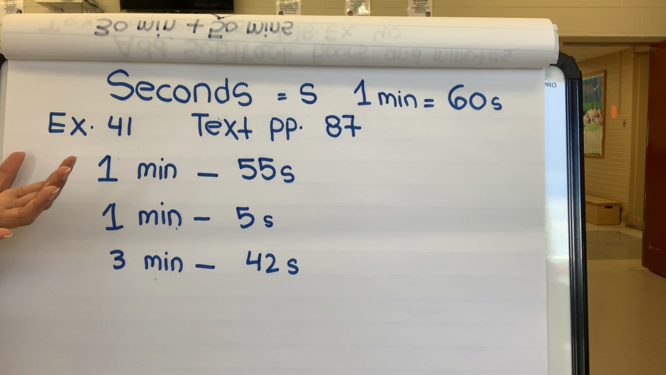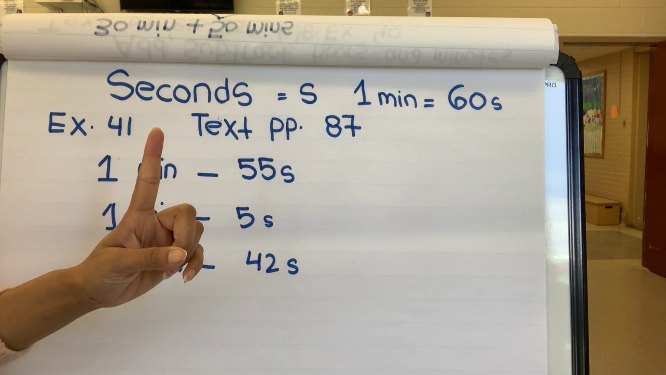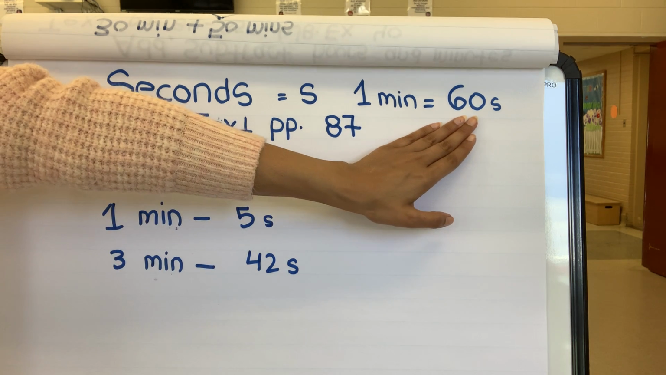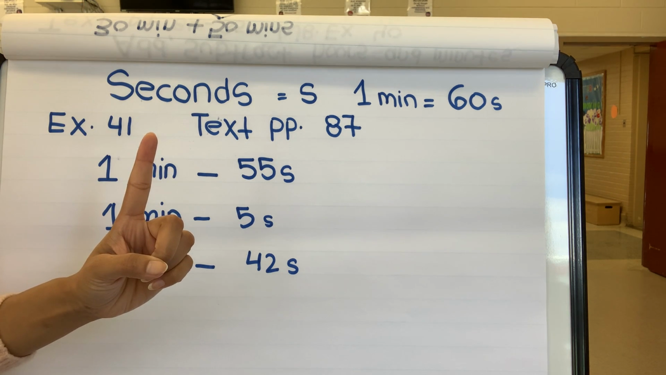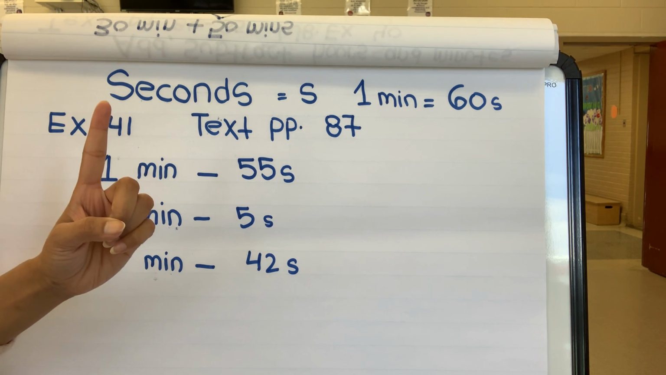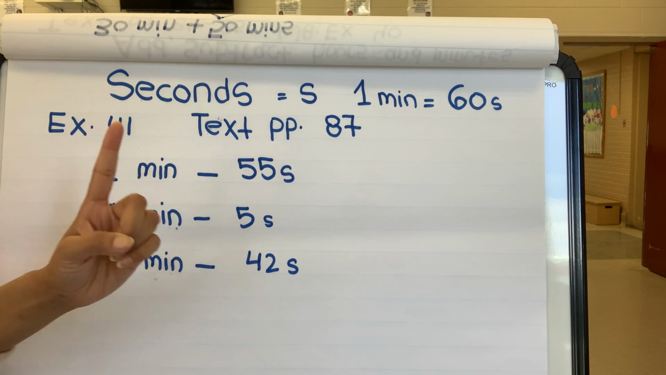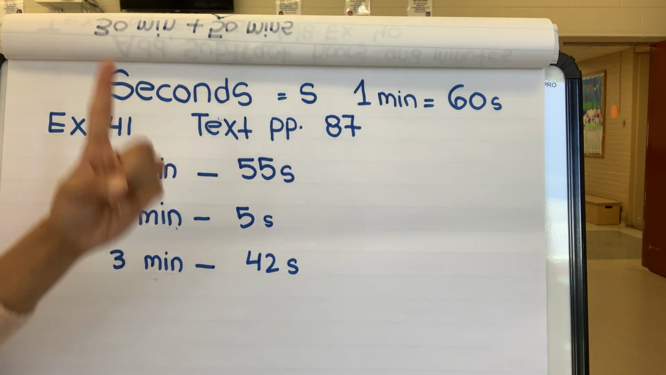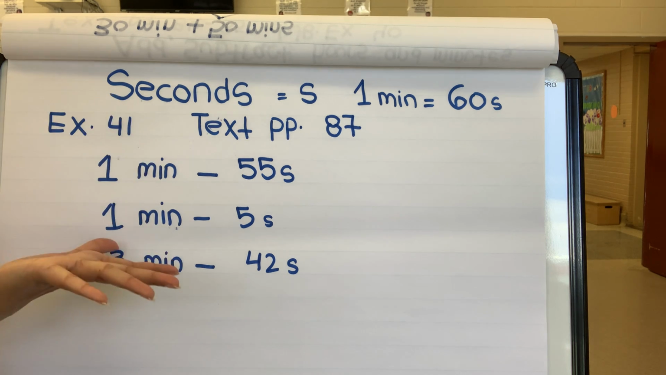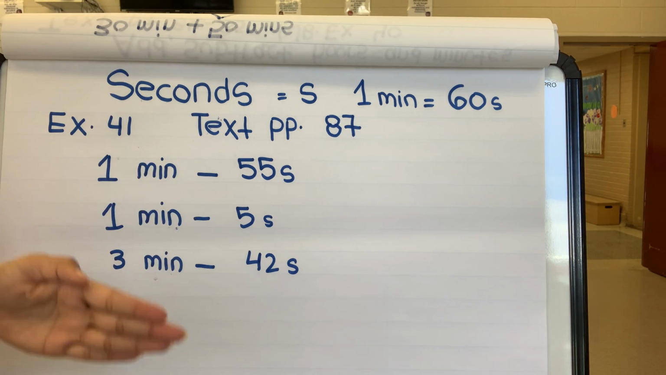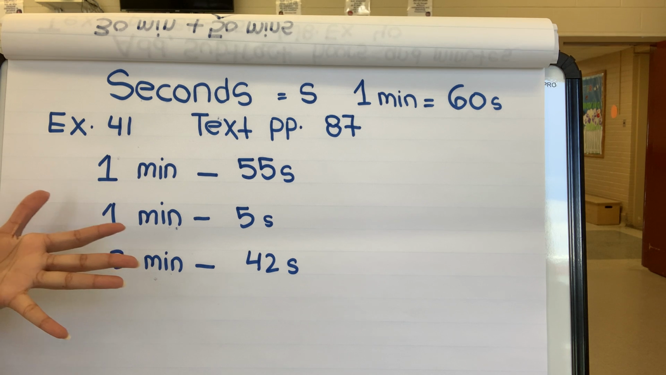Now, if we remember from our previous lessons, we learned about minutes, we learned about hours, right? And we learned that in 1 minute, there are 60 seconds, and in 1 hour, there are 60 minutes. Okay, so that's what we learned in our previous lessons, that 1 hour is made up of 60 minutes. And we looked at our clocks and we counted our hours and our minutes. So that's what we learned.